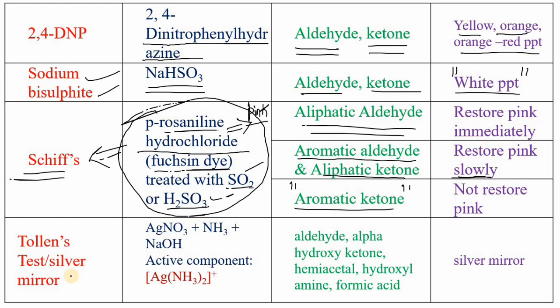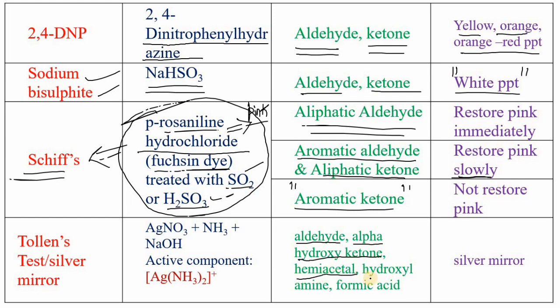Tollen's test or silver mirror test. The reagent is ammoniacal silver nitrate. The active component is [Ag(NH3)2]+. This one is used for identification of aldehydes. Ketone: the ketones which have alpha hydroxy ketones only. Not all ketones. Alpha hydroxy ketones.